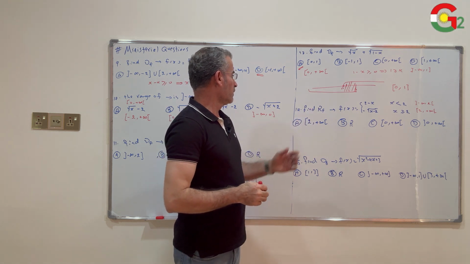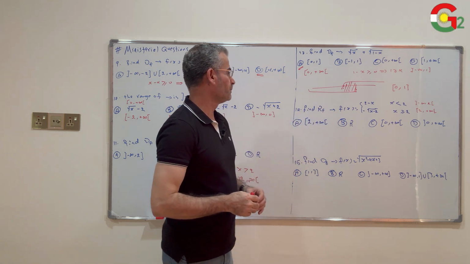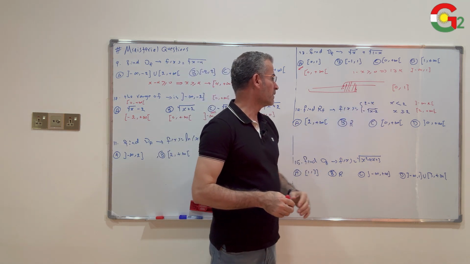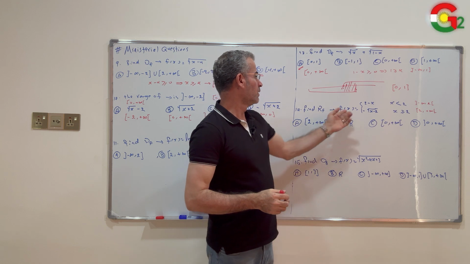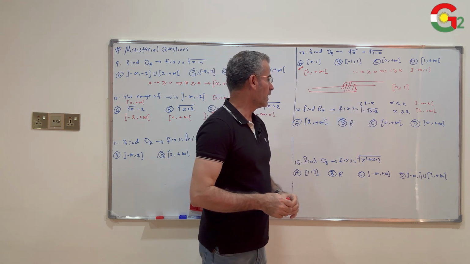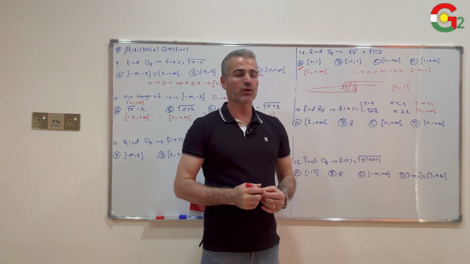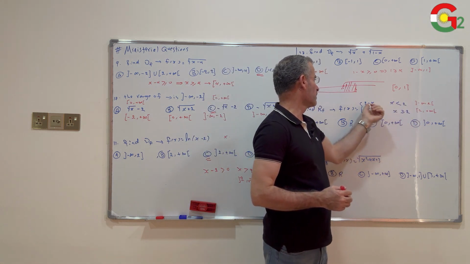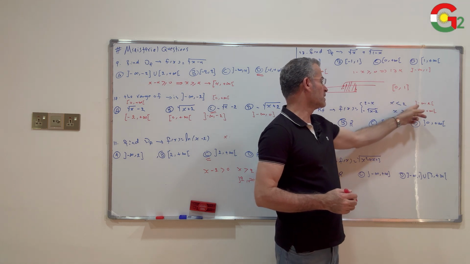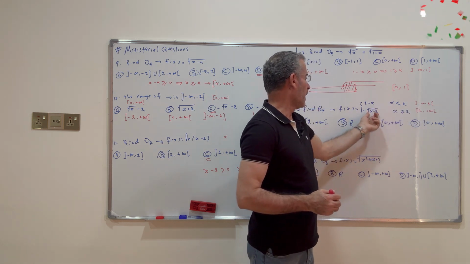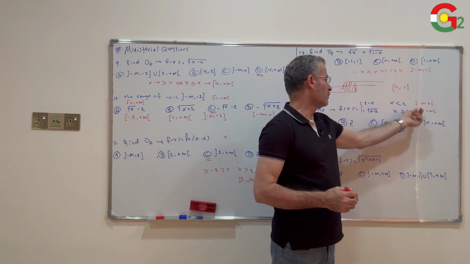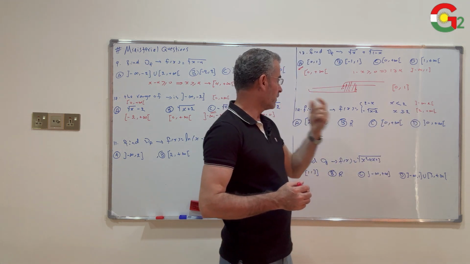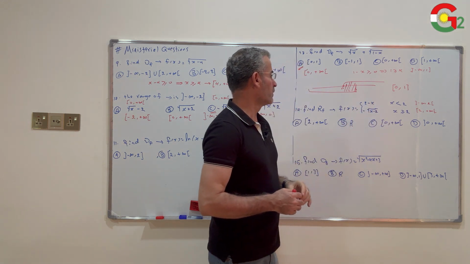Question number 14. Find the range of the piecewise function f of x equals 2 minus x when x is less than 2, and negative square root of x minus 2 when x is greater than or equal to 2. X less than 2 means the domain of this segment is negative infinity to 2. And x greater than 2 means the domain is 2 to infinity. Let us study the behavior of both segments.